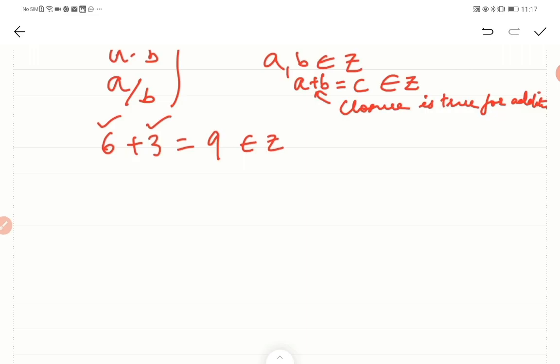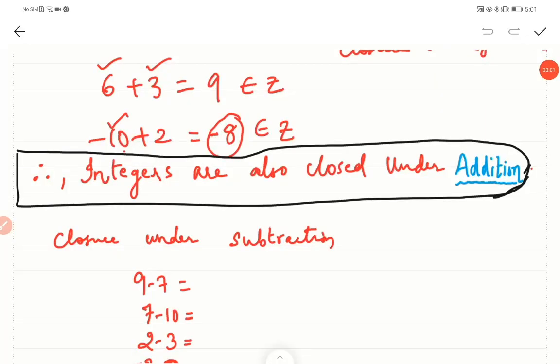If I take other scenarios, -10 plus 2. What is the output for this? It is minus plus, so you need to do subtraction, that is you'll get 8. 10 minus 2 is 8. The sign is of your larger integer number. So -8 belongs to Z, that is integer number, isn't it? Therefore integers are closed under addition.